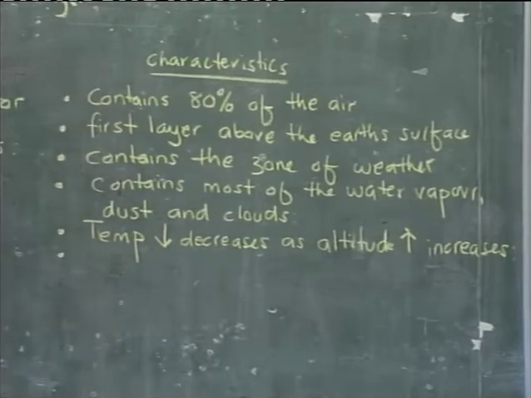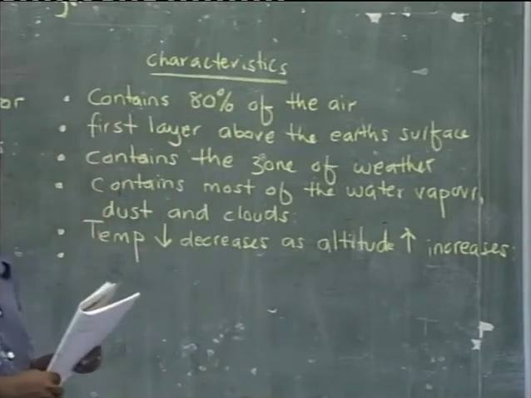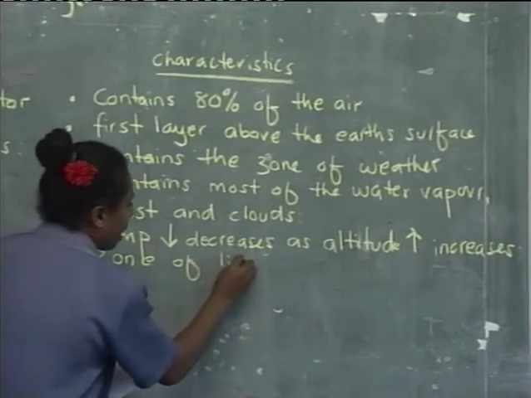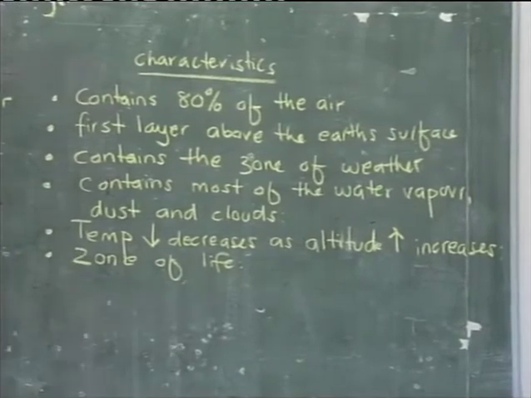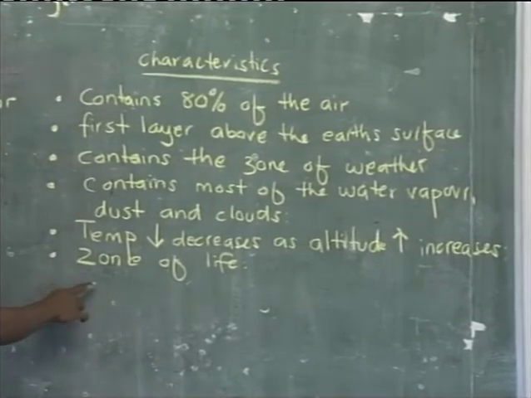Caleb, any other characteristics we need to include for the troposphere, the first layer of the atmosphere? It is the zone of life. Zone of life. Plants, trees, animals, people living within this particular layer. Not floating in the air, but actually on the surface, but within this particular zone. So therefore, it can also be considered as the zone of life.